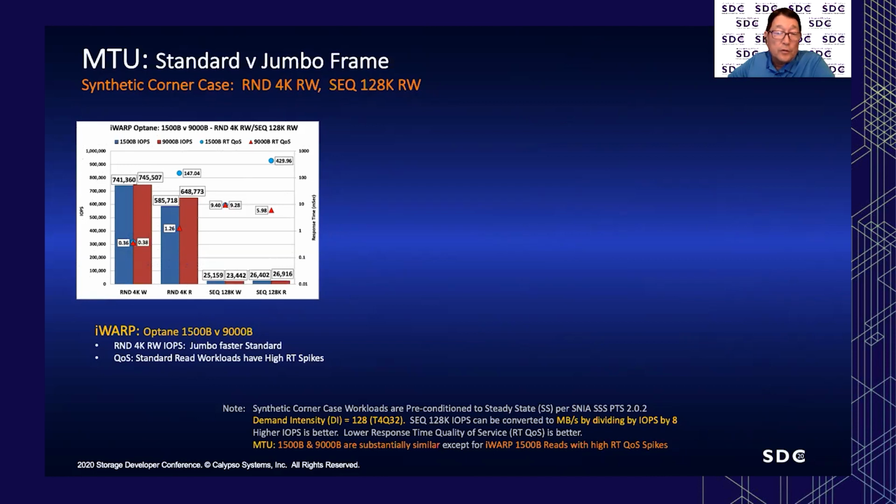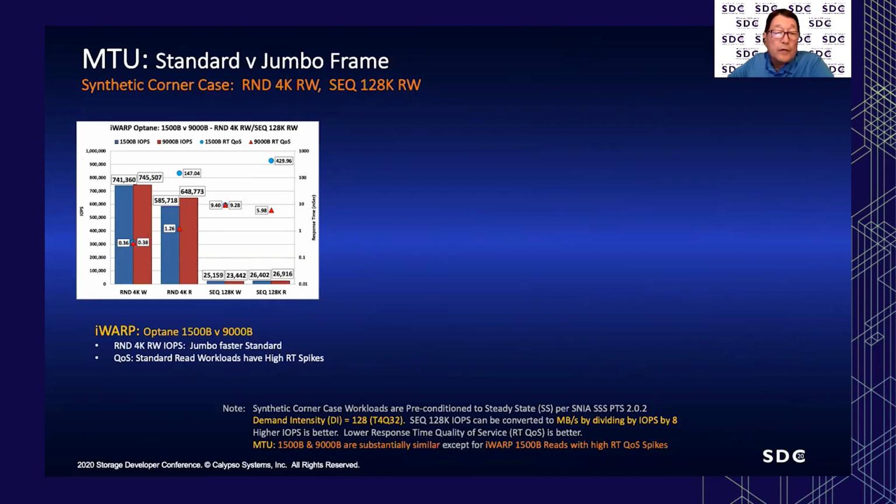When you look at the sequential 128K read-write, the IOPS are substantially the same. By the way, if you want to turn sequential 128K read-write IOPS into bandwidth, you just divide the IOPS by 8, and that'll give you the megabytes per second. So 24,000 IOPS would be 3,000 megabytes per second.